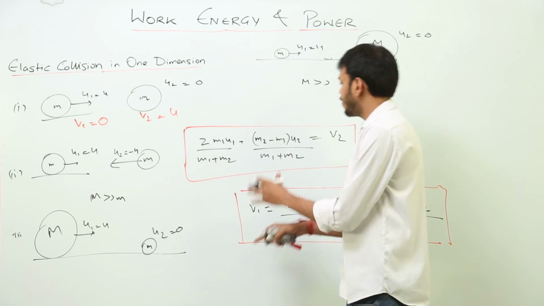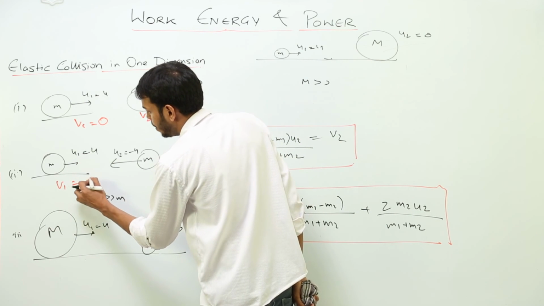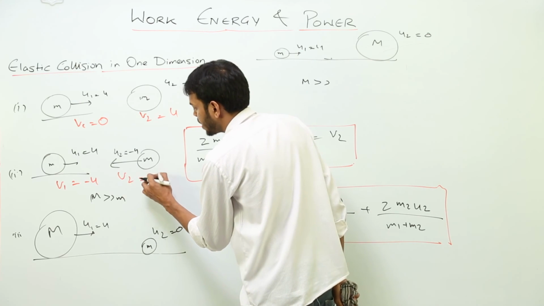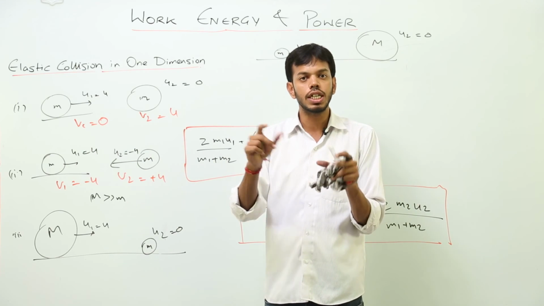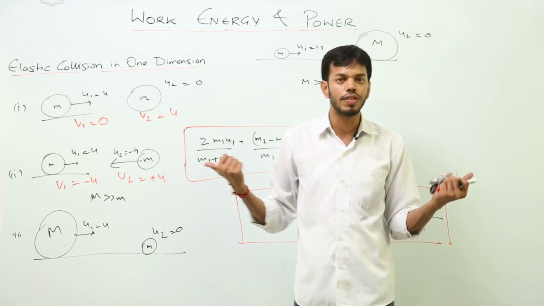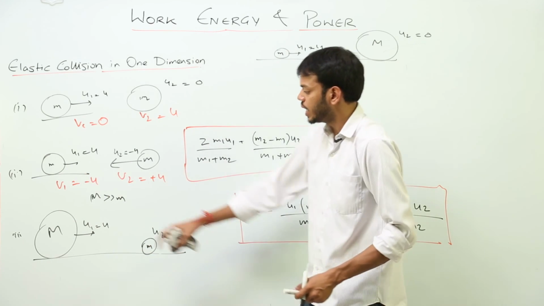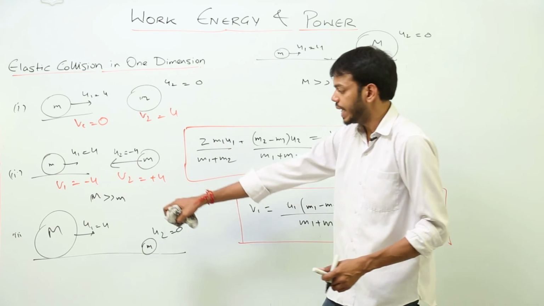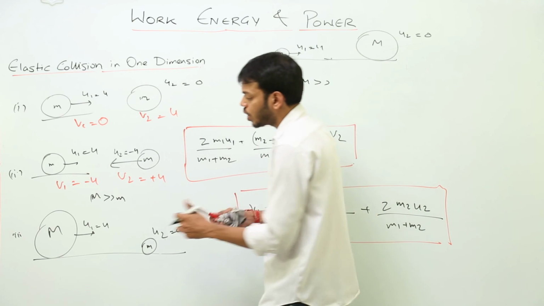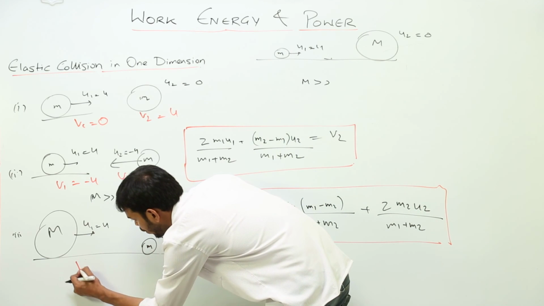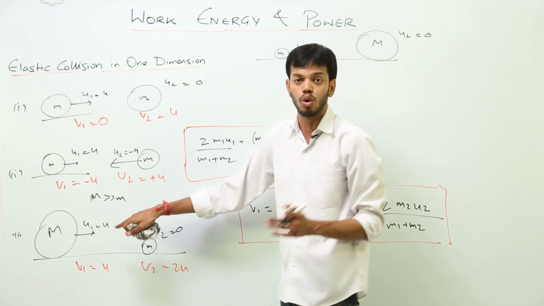What will happen in the second case, if you follow the same method, you will see that v1 will be minus u and v2 will be plus u. That means when two bodies of equal masses are coming towards each other, they will bounce back with the same velocities but in the opposite direction. In this case, if a very huge mass is coming towards a very lesser mass, the huge mass will keep on moving with the same velocity, whereas the smaller mass will move with twice the velocity of this body. So v1 will remain u, but v2 will be twice of u.